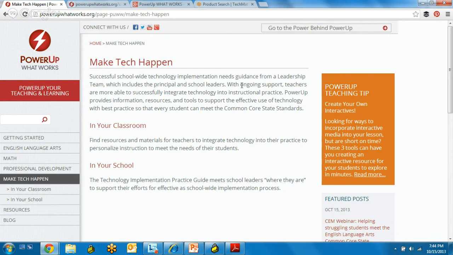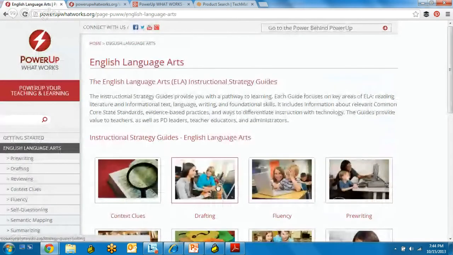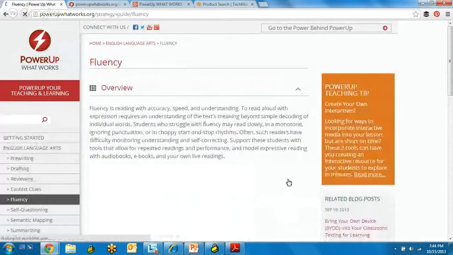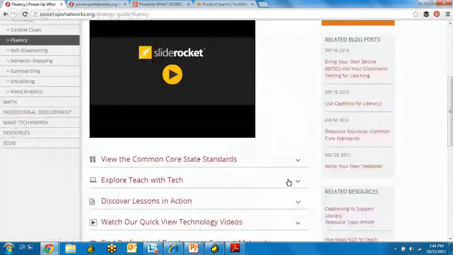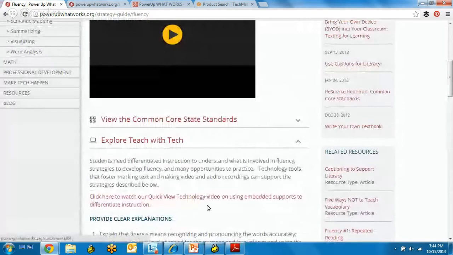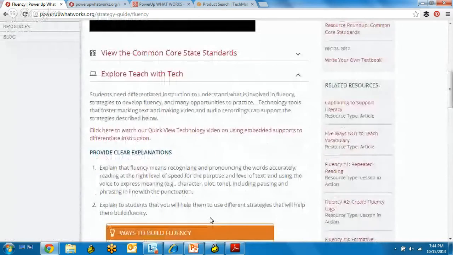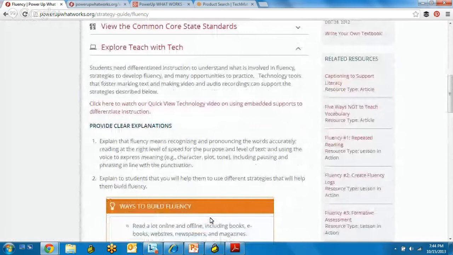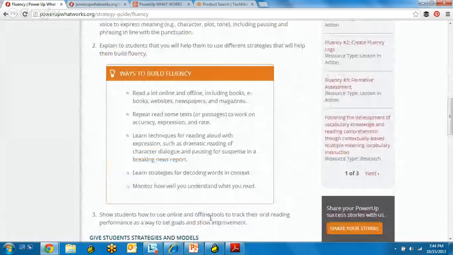Would you like to think about certain instructional strategies from the Make Tech Happen? From the Teach with Tech. Would you then like to combine that with particular ideas from the Make Tech Happen section. Would you like to connect that back with something from a blog? So in PowerUp, because we have information about instructional strategies, because we have information about technology, because we have information about differentiated instruction, you can create your own pathway to go through and to find that.